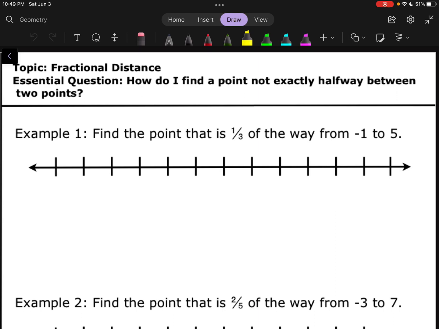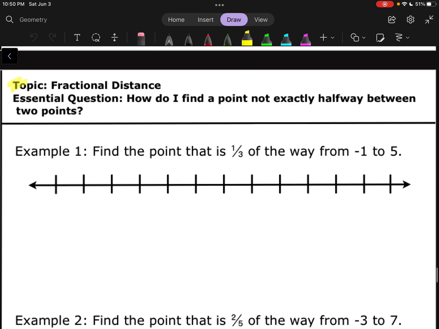Okay, so what we're going to be looking at today is fractional distance. Our essential question here is, how do I find a point not exactly halfway between 2 points?